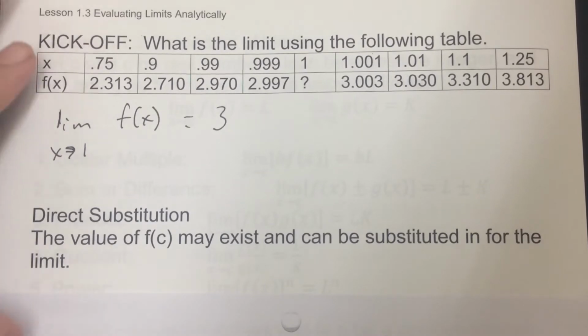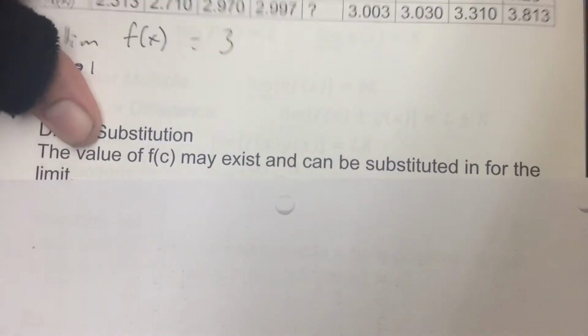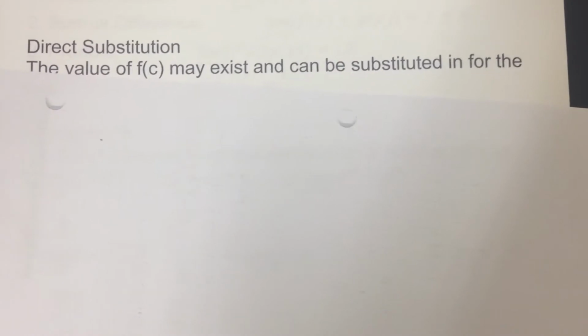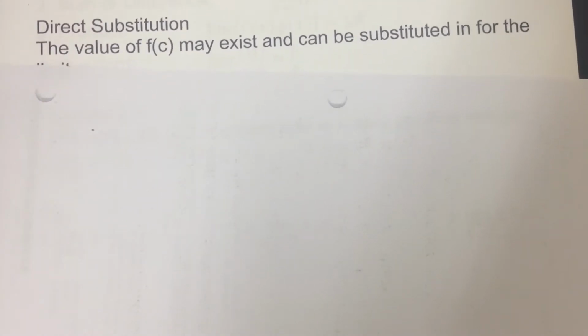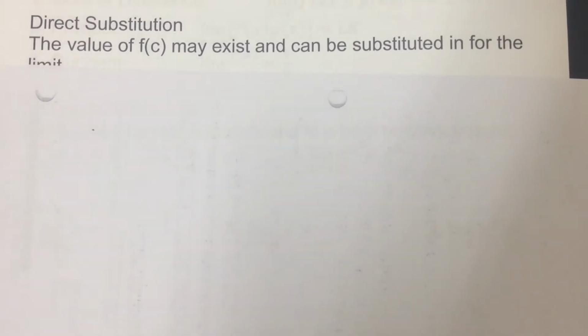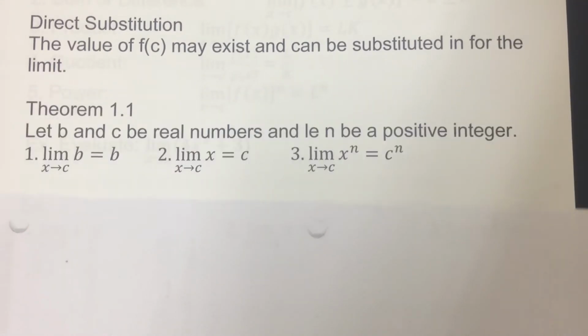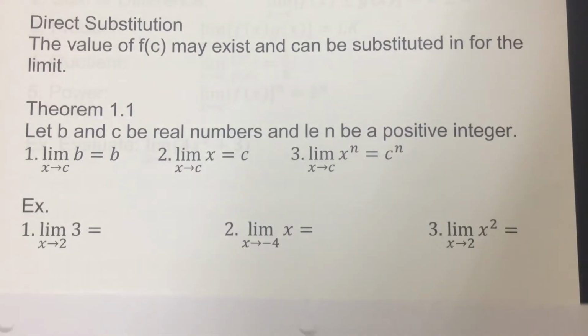So the first thing we're going to look at is simply direct substitution. The first step we should always do is look, can we put in that x and solve for it? Because that value may exist. Now, we're going to get into a little later what happens when it doesn't exist, but to start off, what happens when it exists? Well, we have our theorem 1-1 here, which I'm going to use the examples below to help me with.